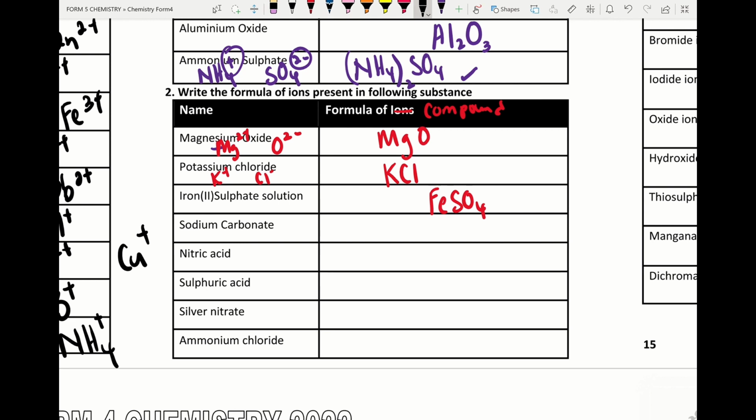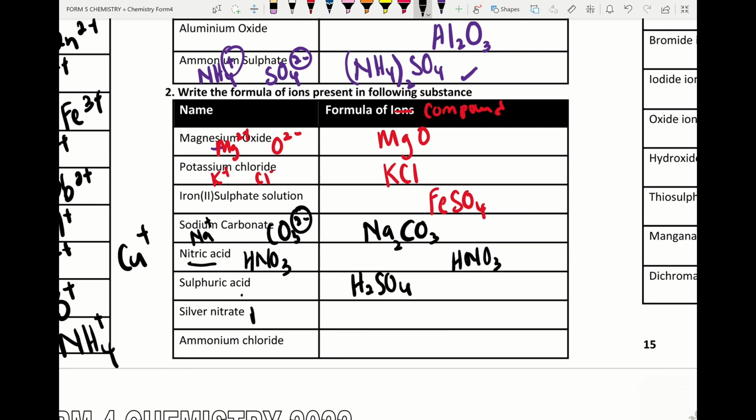Alright, sodium carbonate, sodium ion Na+, carbonate ion CO3 2-. So I put here NaCO3. So I take the value 2, put it at the bottom of sodium, Na2CO3. Alright, so nitric acid, please remember HNO3. So the nitric acid will be HNO3. Sulfuric acid, please remember H2SO4.